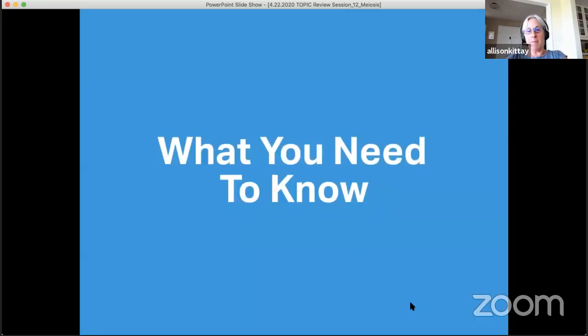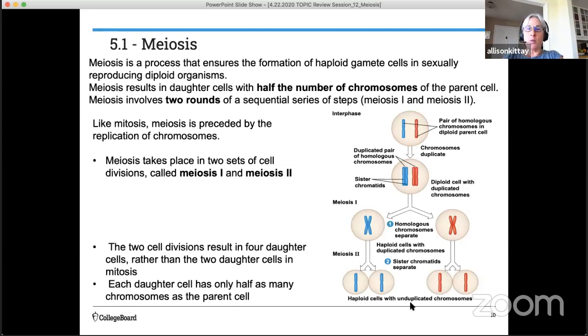So what do you need to know today about meiosis? Keep in mind that one of the outcomes we want you to understand is, first of all, what the process of meiosis is, how it contributes to genetic diversity, and then how it is similar yet different from mitosis. So meiosis is a process that ensures the formation of haploid gamete cells in sexually reproducing diploid organisms. It results in daughter cells that have half the number of chromosomes of the parent cells. Meiosis involves 2 rounds of sequential steps that are called meiosis 1 and meiosis 2.